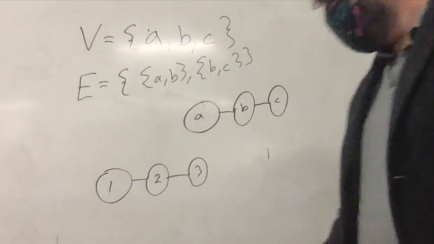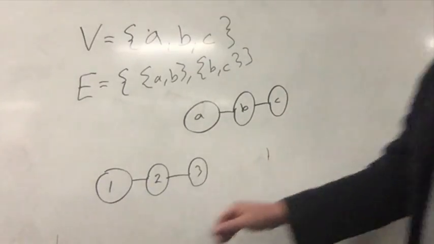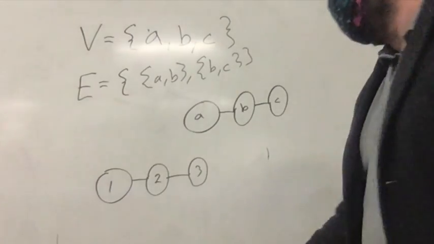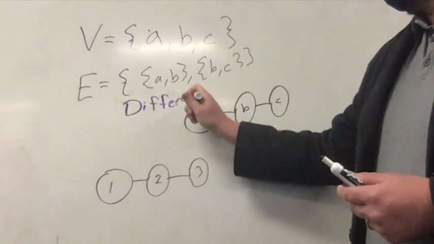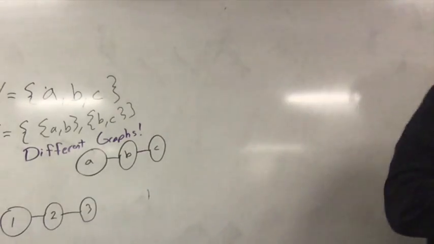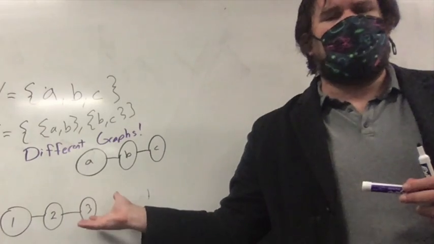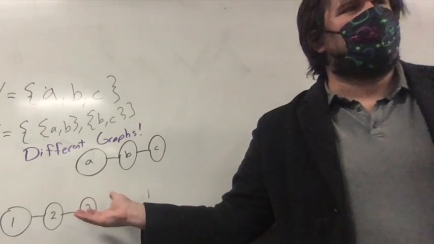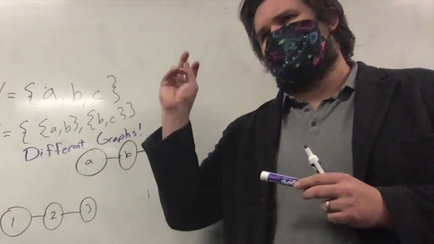But these are not the same graph. These are different graphs because they have different vertex sets and different edge sets. And there's something that feels really wrong about that. Don't you agree? Yes, technically these are different graphs, but they have the same structure. They have exactly the same pieces. And so it feels like there should be some way to say that these are the same.